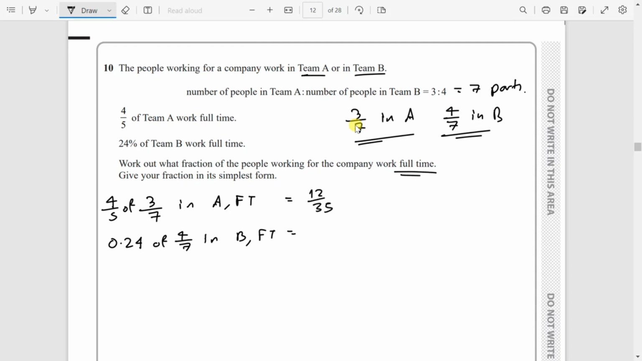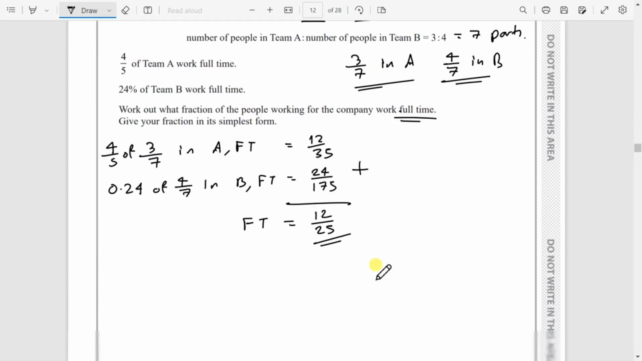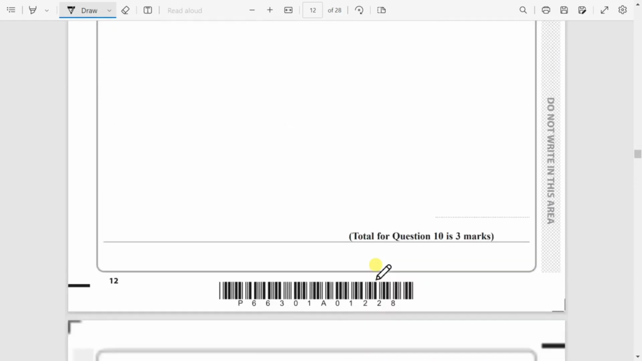Remember, I might make a mistake, guys, so if you can correct me in any part of the paper, I'd like that, just like you do in my other videos. But yeah, 24% of 4/7, I got 24 over 175. Then you just add them up because they want full-time, so total full-time means A and B, of course. Adding up both fractions, I got 12/25. It says give the fraction in the simplest form, but we're using a calculator, so it's not like they're going to give us a larger number. So that's it, all good. 12/25 is your answer.